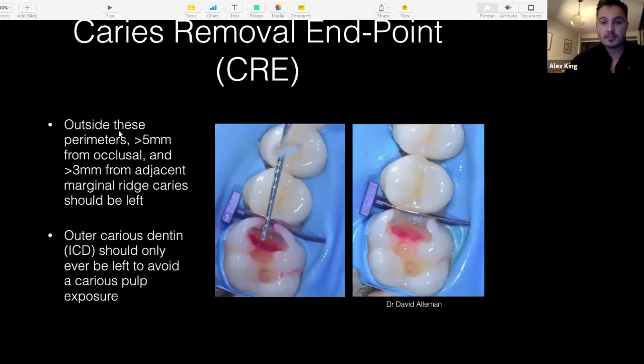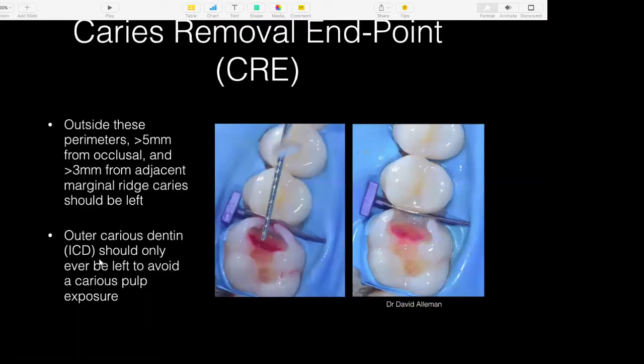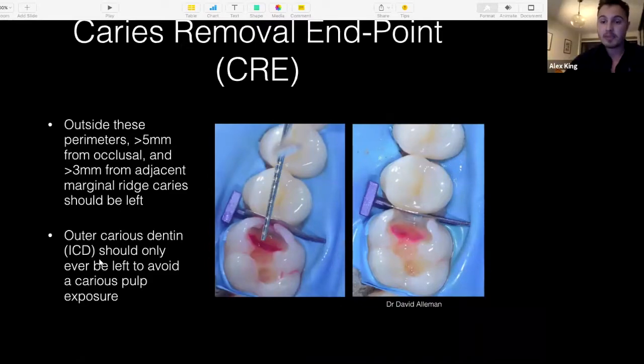So like I just said, outside these parameters, so if you go greater than 5 mil from the occlusal surface or greater than 3 mil from the adjacent marginal ridge, caries should be left, because if you don't leave it there, there's a high chance of a pulp exposure. Outer caries dentine, IDC, that's the infected dentine, should only ever be left because of, one, the reduced bond strength, and two, the fact that it's got a high bacterial load. It should only ever be left if you're doing it to avoid a caries pulp exposure. Okay.